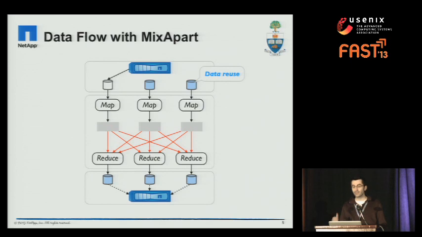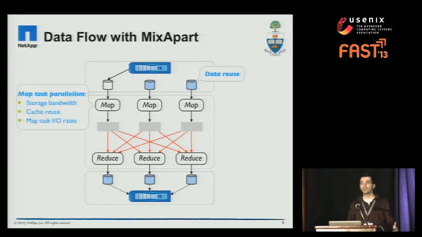So they will come indirectly through the cache to the enterprise storage system. In terms of scalability, we need to understand the parallelism that such an architecture, the cache plus enterprise storage architecture, can provide to the map phase, to the MapReduce style analytics.